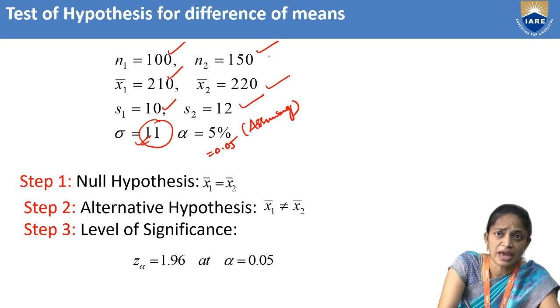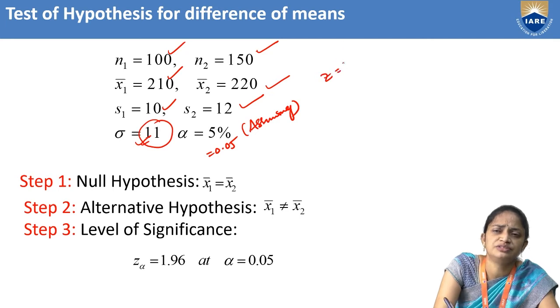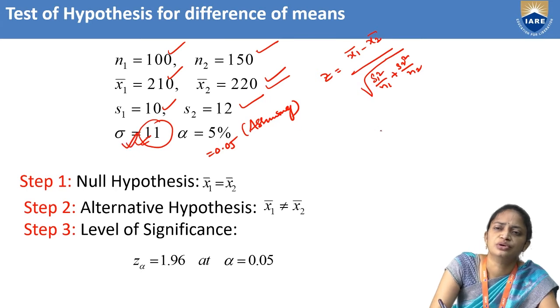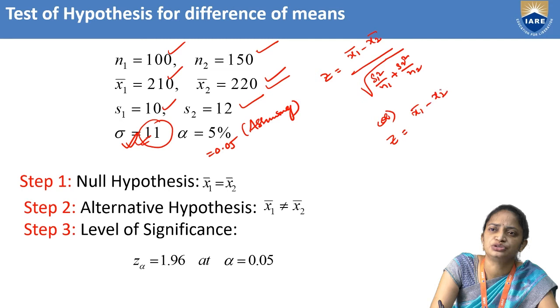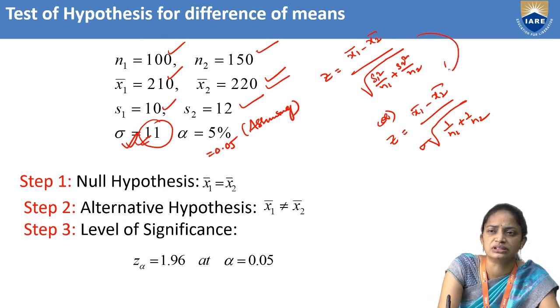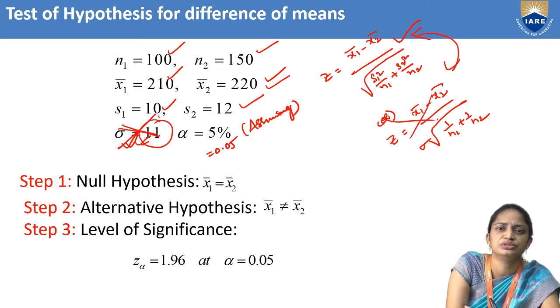Okay, so according to these values, which formula fits? These are two samples, so we can use the test of hypothesis for difference of means. That is z equal to x1 bar minus x2 bar divided by the root of s1 square by n1 plus s2 square by n2. Also, since they have given the sigma value, we can take x1 bar minus x2 bar divided by sigma into the root of 1 by n1 plus 1 by n2. So there are two possibilities to find the solution of this problem, but here I am using only this formula, that means I am not using the sigma value.